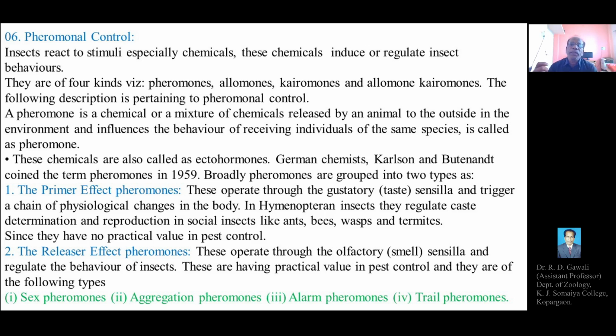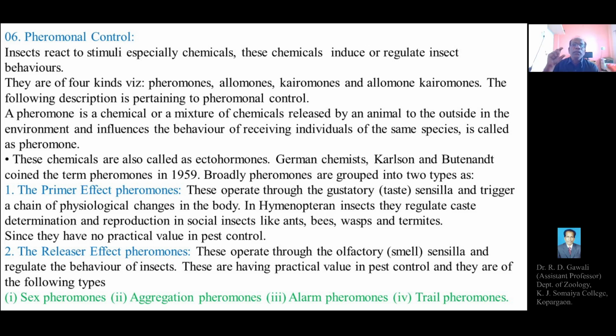In the case of hymenopteran insects such as bees and wasps, they regulate the caste determination, and the reproduction in social insects such as ants, bees, and wasps belonging to order Hymenoptera, and the termites. These are also social insects but belong to order Isoptera.